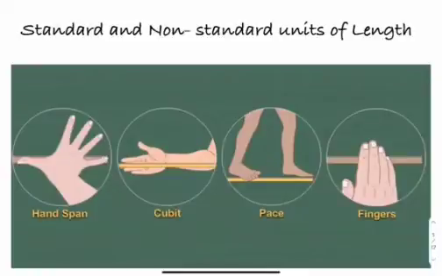We have read about some standard and non-standard units of length. Do you remember, children? Can you name some non-standard units of length? Yes, handspan, cubit, pace, footspan, fingers, all these are non-standard units of length. Since the dimensions of body parts vary from person to person, the length of an object measured by two persons differ.